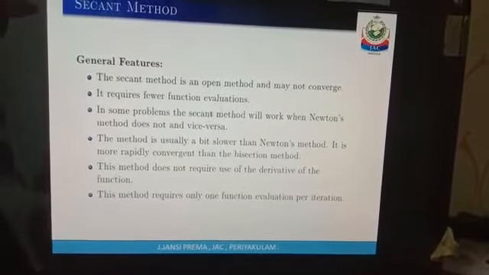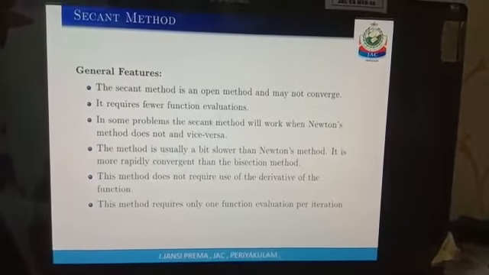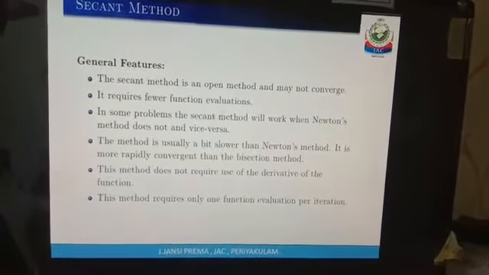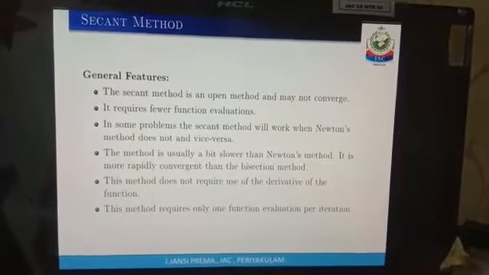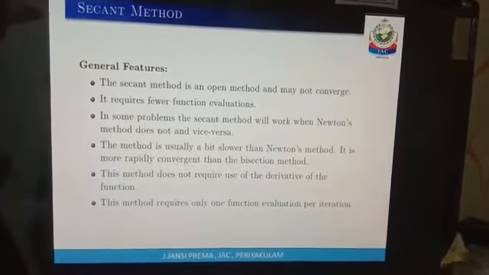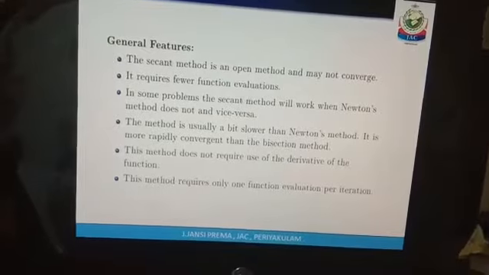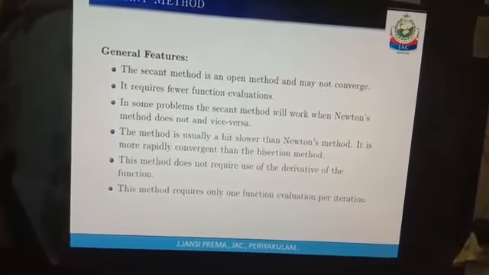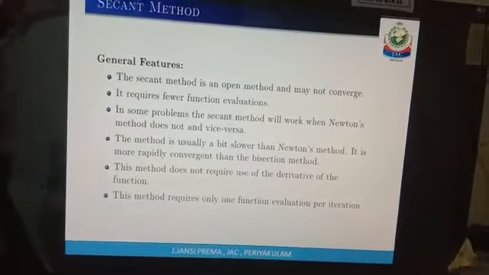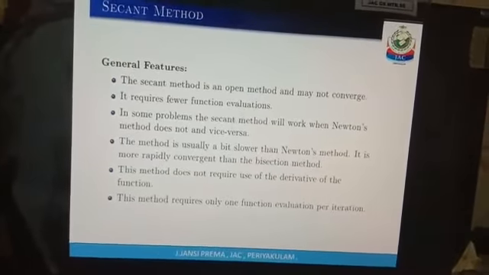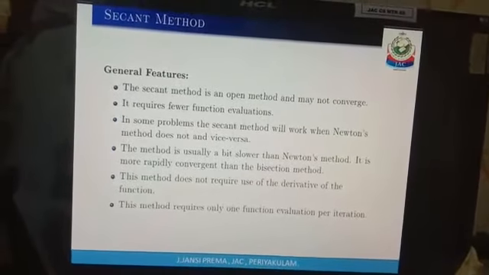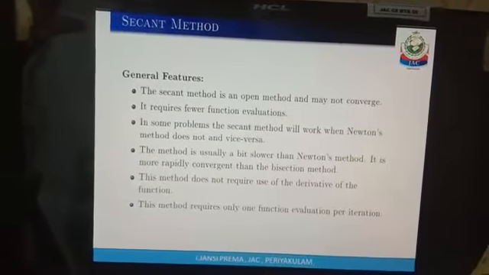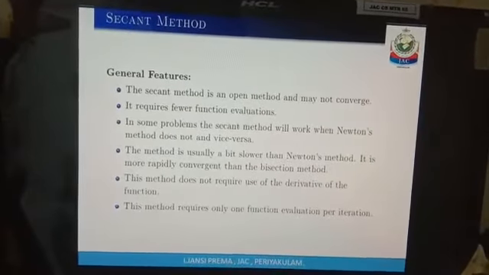General features. The secant method is an open method and may not converge. It requires fewer function evaluations. The secant method will work when Newton's method does not, and vice versa. This method is usually a bit slower than Newton's method. It converges more rapidly than the bisection method. This method does not require use of the derivative of the function. This method requires only one function evaluation per iteration.